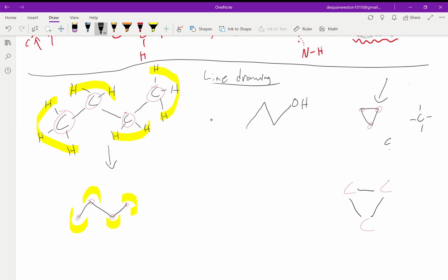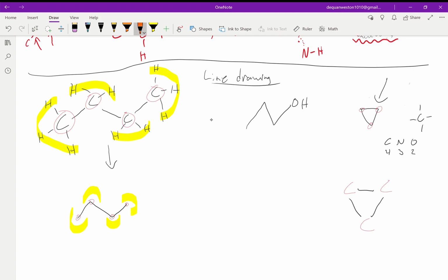So C needs 4, N needs 3, oxygen needs 2, which is why oxygen always binds to 2 things, nitrogen binds to 3, carbon will bind to 4. So the best way to solve this is to just count your bonds.